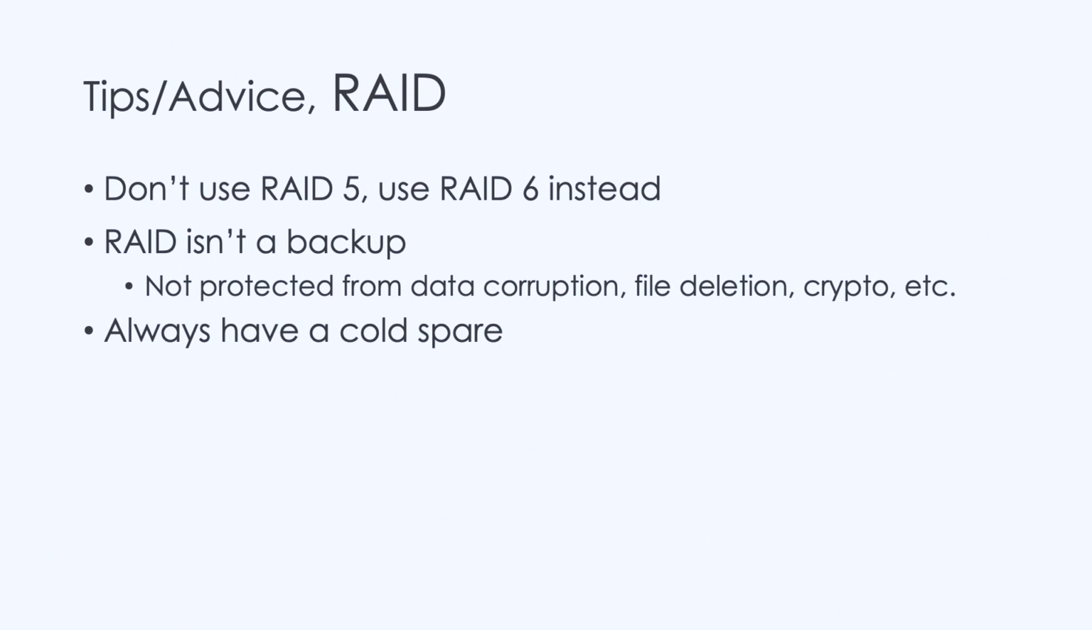Don't use RAID 5. You should use RAID 6 instead. As of, I think, once the 2 terabyte drives were introduced, RAID 5 was recommended not to be used, just because of how long it takes to rebuild an entire RAID. Just the amount of time for that drive to get rebuilt, it's just not recommended anymore. So RAID 6 gives you 2 drives of redundancy, which gives you more fault tolerance. RAID isn't a backup. It just gives you extra fault tolerance on the disks. It doesn't protect you from data corruption or file deletion or cryptoviruses or users. That data needs to be redundant.